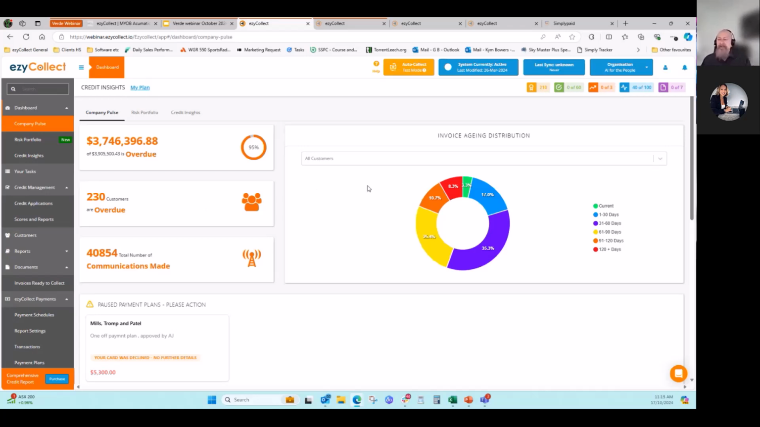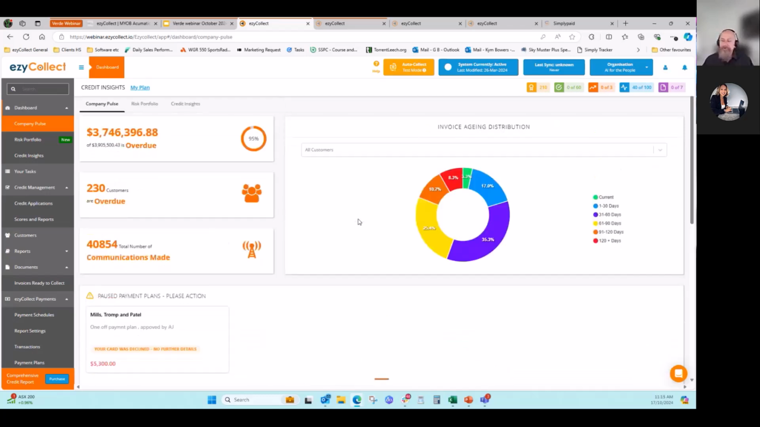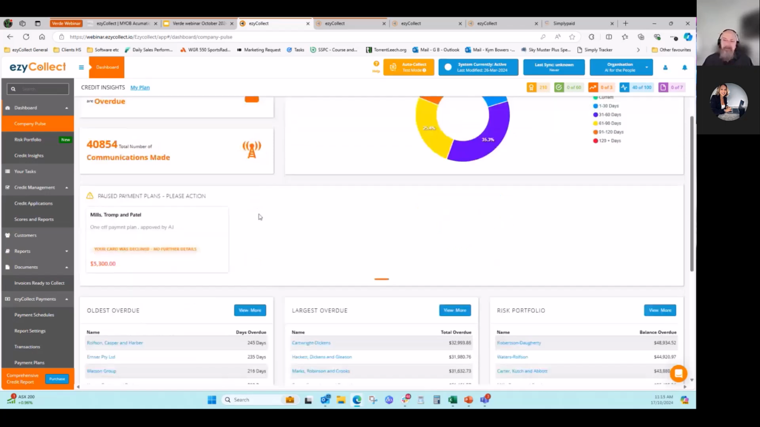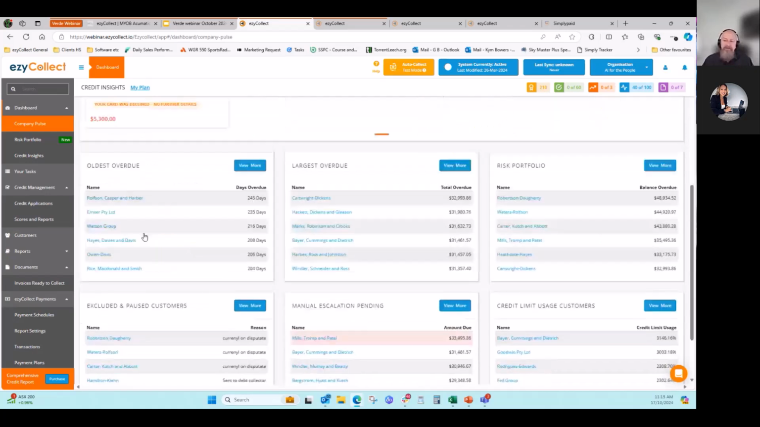That all processes in, and then out of that you get this dashboard, and you can see quickly what the state of play is in your debtors, how many are overdue, how many communications you've made. You get little widgets that give you the oldest overdue, the largest, the credit limit usage, escalations, and excluded and paused customers.